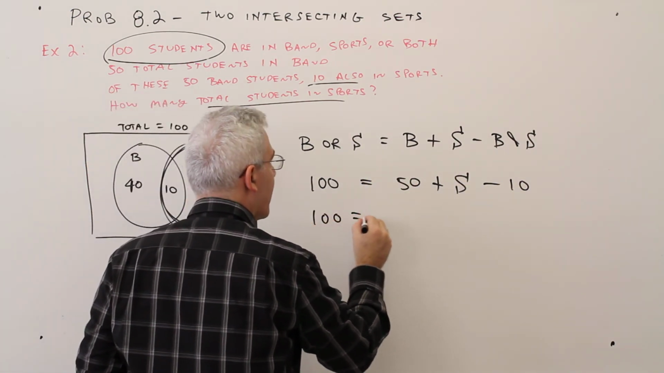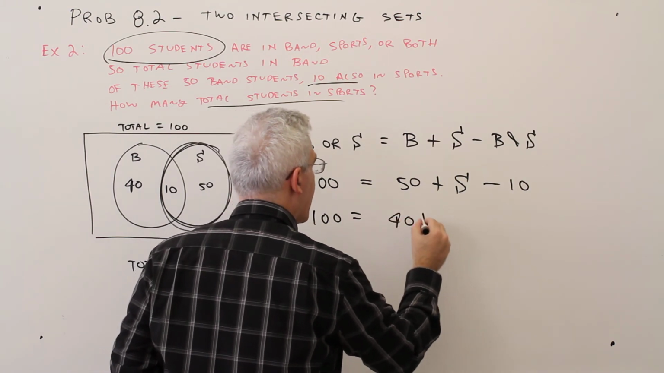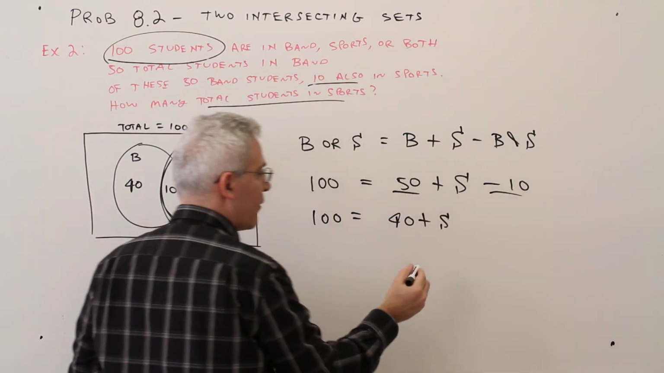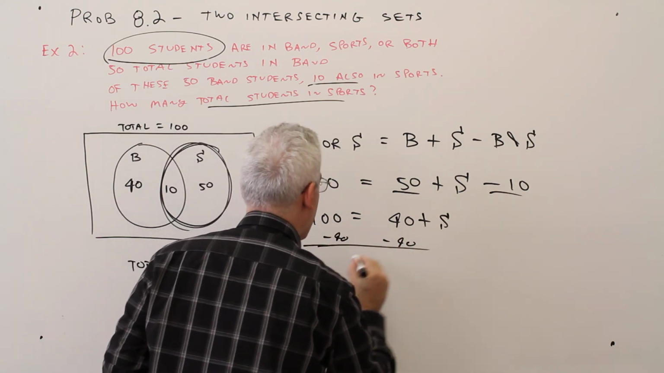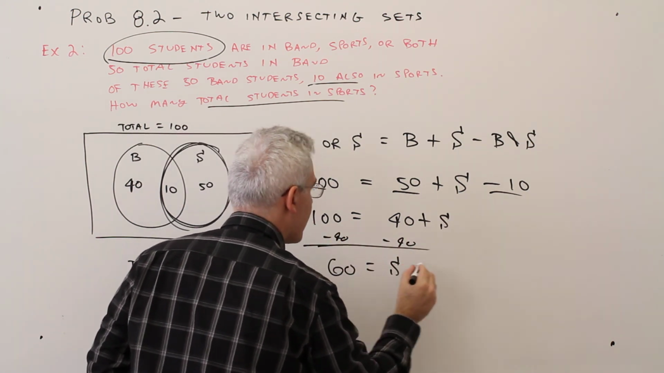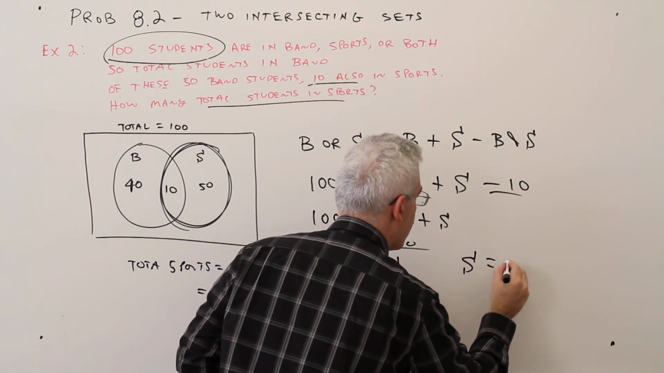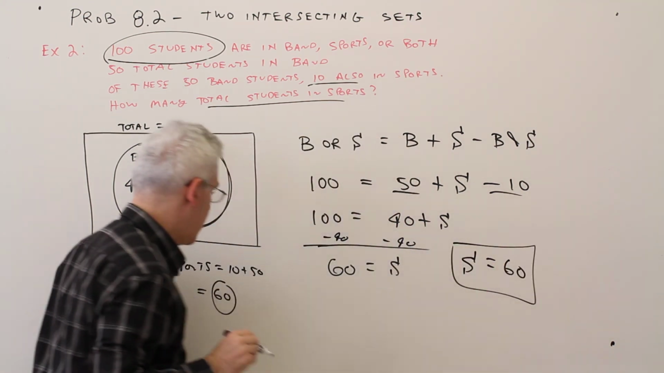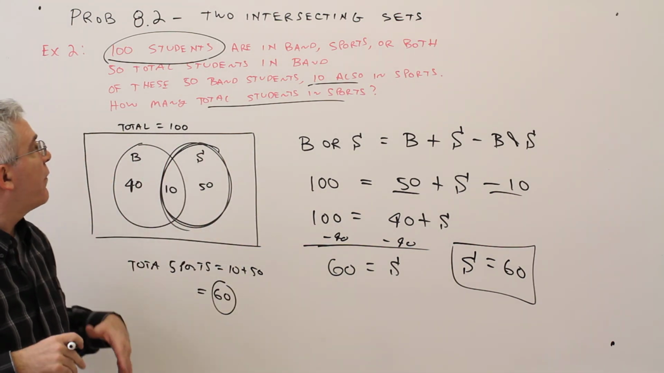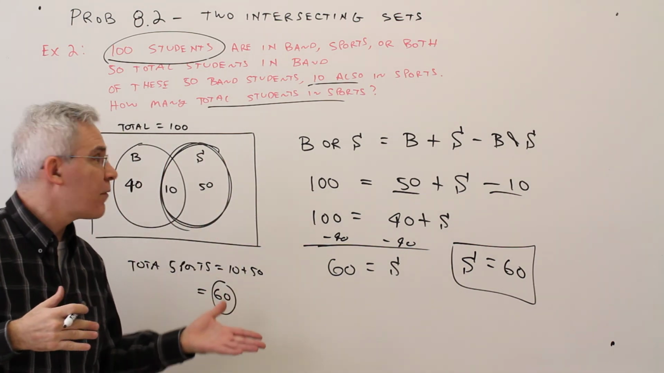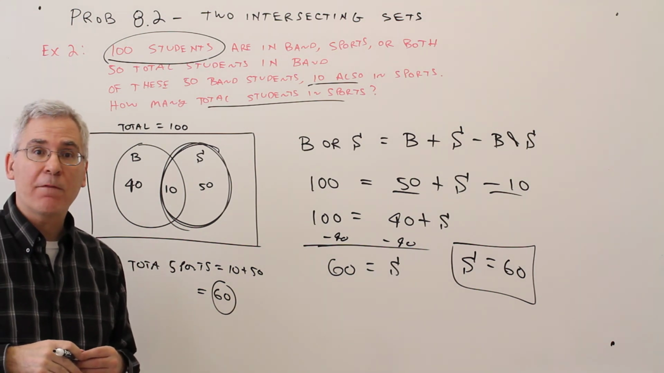So 100 equals 40 plus S, just the 50 minus 10, and then subtract 40, so 60 equals S. So S equals 60. So there you have it, how to find the number of students that are in sports based on two overlapping Venn diagrams.